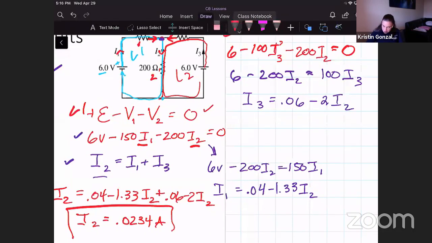for what I1 is, and I have what I3 is, but we're not going to do that just to save time. But those are your rules. Pick your loops, write your loop equations, write your junction equation, and then use that junction equation to substitute in what those other currents are so you can get what just one of them is.